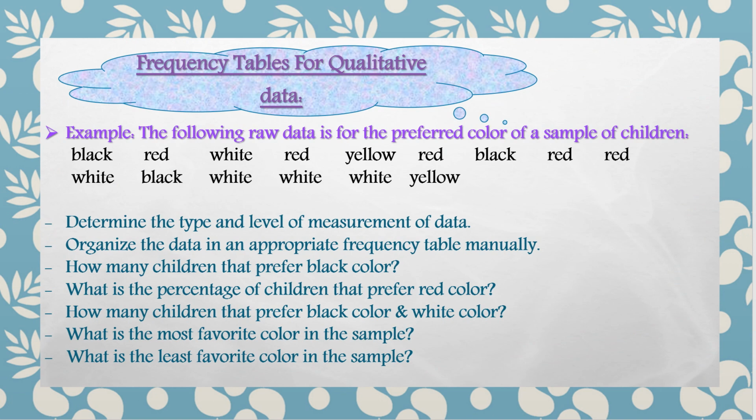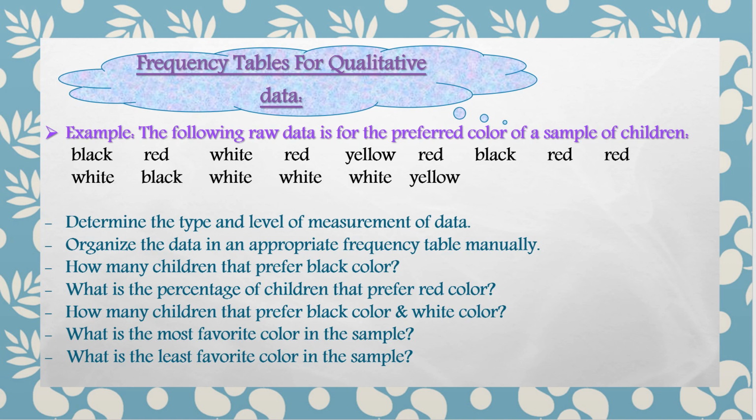As we said in chapter 1, we have two types of variables, qualitative data and quantitative data. Qualitative data are divided into nominal and ordinal data, and quantitative data are divided into discrete and continuous data. Let's start with frequency tables for qualitative data, either nominal or ordinal data type.